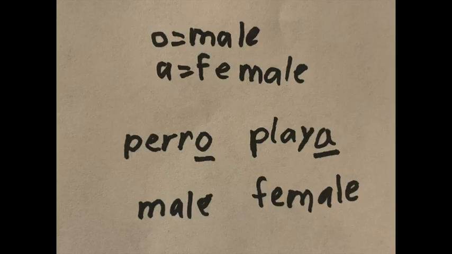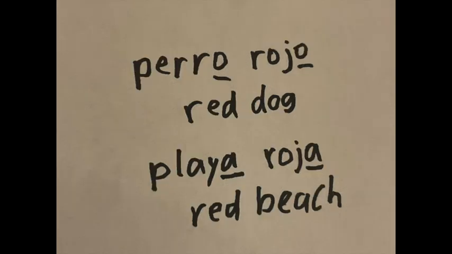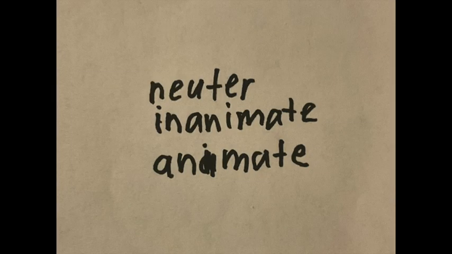Gender marks every single noun. For example, the word on the left ends with an O, so it's a male gender, and the word on the right ends with an A, so it's a female gender. A lot of the time, the adjective has to agree in gender with the noun. Genders aren't always based off of male and female. Sometimes there's a neuter gender for if the thing is neither male nor female.